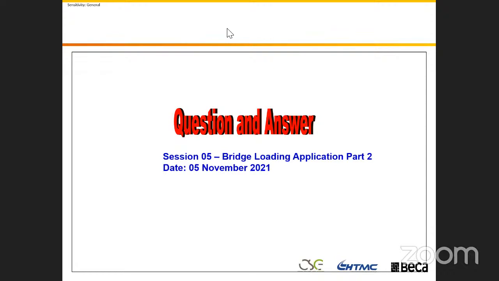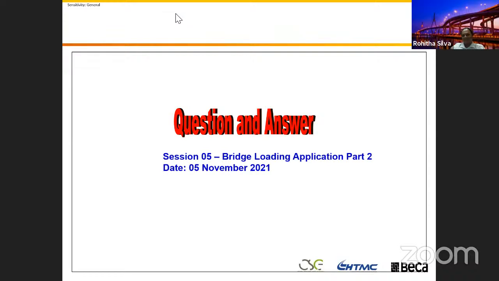Then I have another simple question to get some clarification. In BS code we have a load called knife edge load, along with the HA UDL. I think it's the same one in the Euro code. You have the tandem load with 4 axles, that's 600 kilonewton. It's simply replaced with one point load. The knife edge load means one point load, because I think the code simplified it back then.